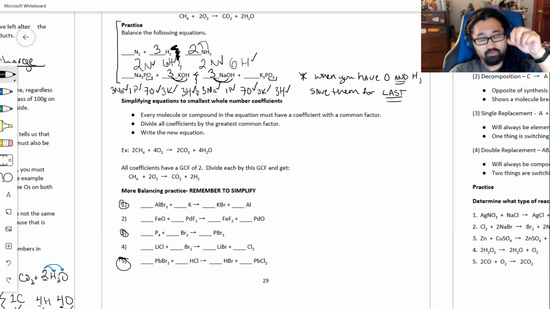Now, those were those two. Let's take a look at the ones at the bottom here. If I split this up, right, so there's my spot. I have 1 Al, I have 3 Br, I have 1 K, that's my left side, and I have 1 Al, I have 1 K, and I have 1 Br.